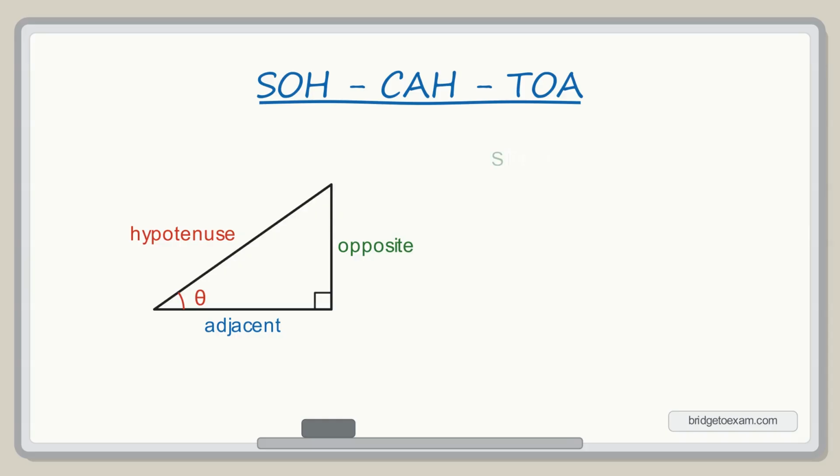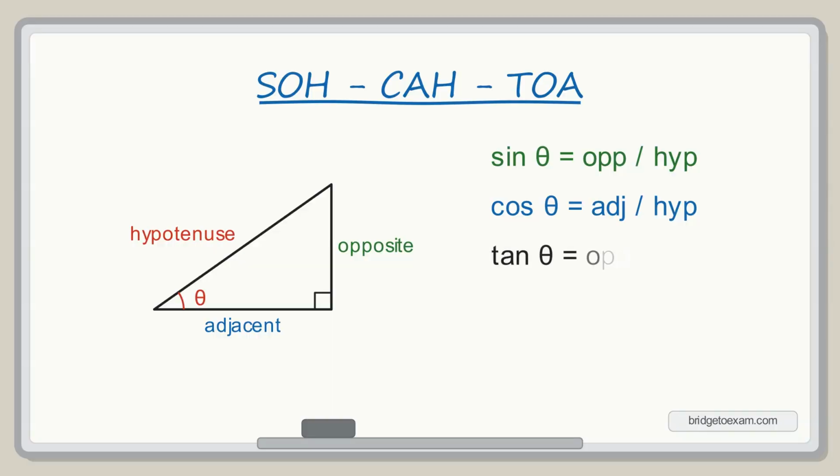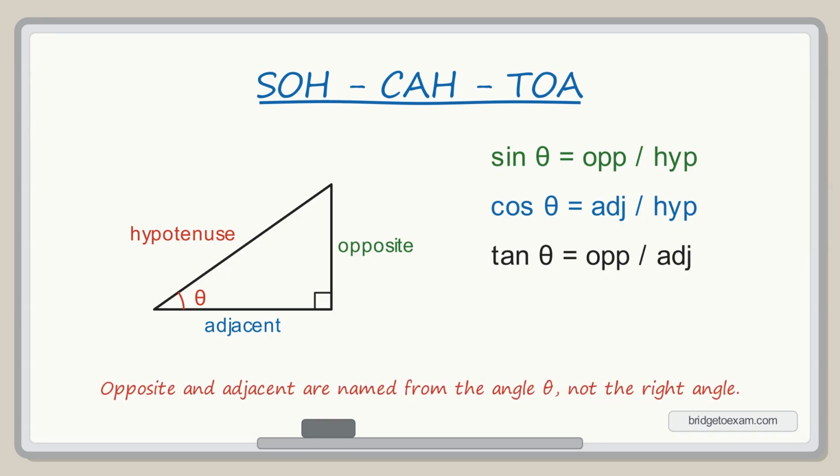Now the mnemonic SOH-CAH-TOA. SOH. Sine is opposite over hypotenuse. CAH. Cosine is adjacent over hypotenuse. And TOA. Tangent is opposite over adjacent. The one rule that prevents most mistakes: opposite and adjacent are named from theta, never from the right angle.